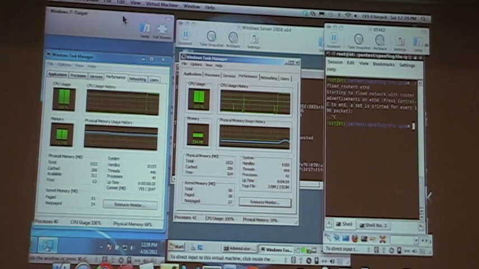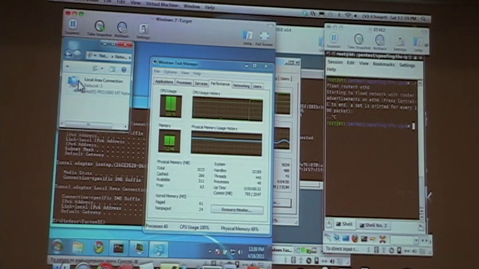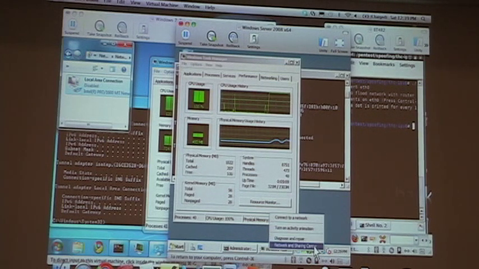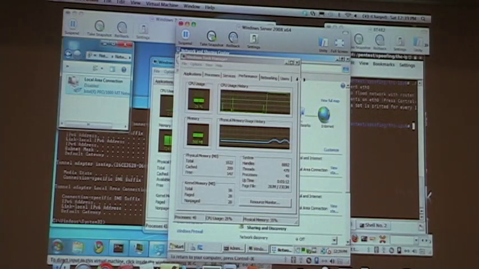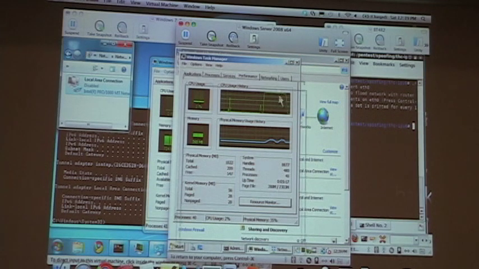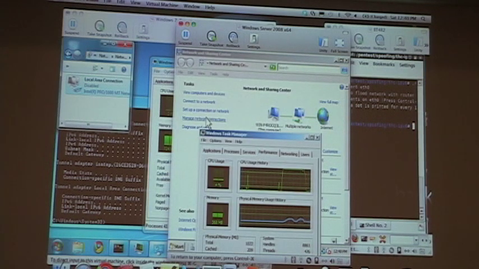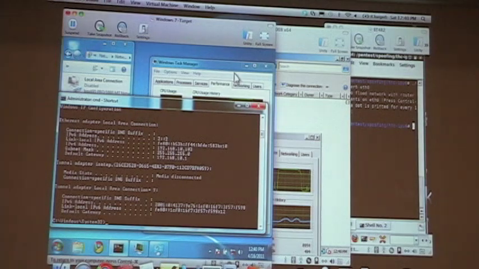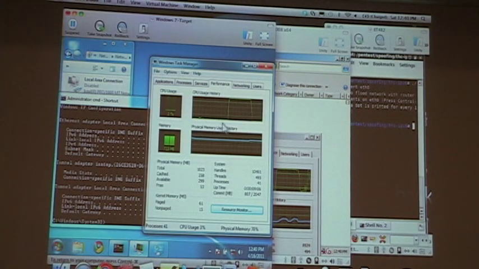Let me try that. If I disable this network card, then the CPU will recover eventually. And I can do the same thing for the server here. Network and Sharing Center. And it's a little slow and painful. Manage network connections. There's the connection. I disabled the connection. And this worked.